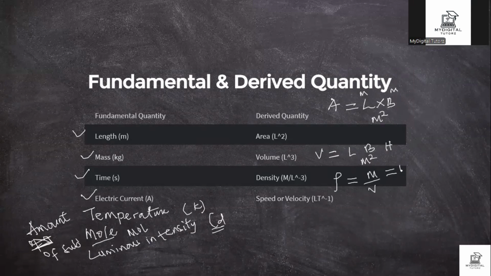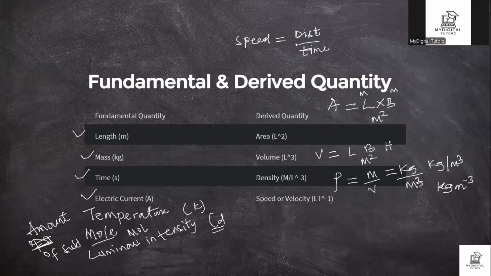So the derived unit here is kilogram all over meter cube, as the volume. So we can write it as kilogram per meter cube in this format. Also, speed is equal to distance all over time. Speed is a scalar quantity in the sense that it has magnitude but no direction. So the derived unit is meter per second.